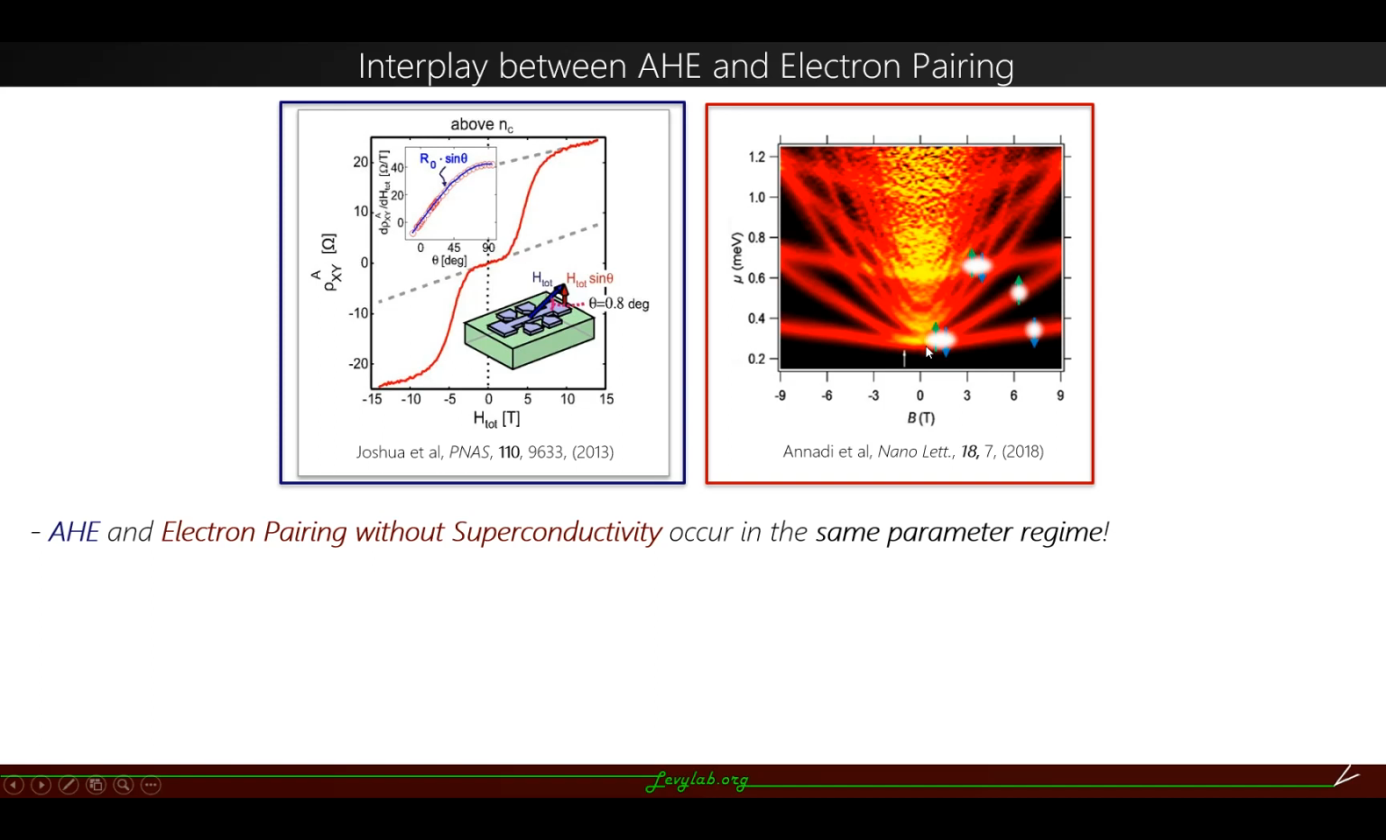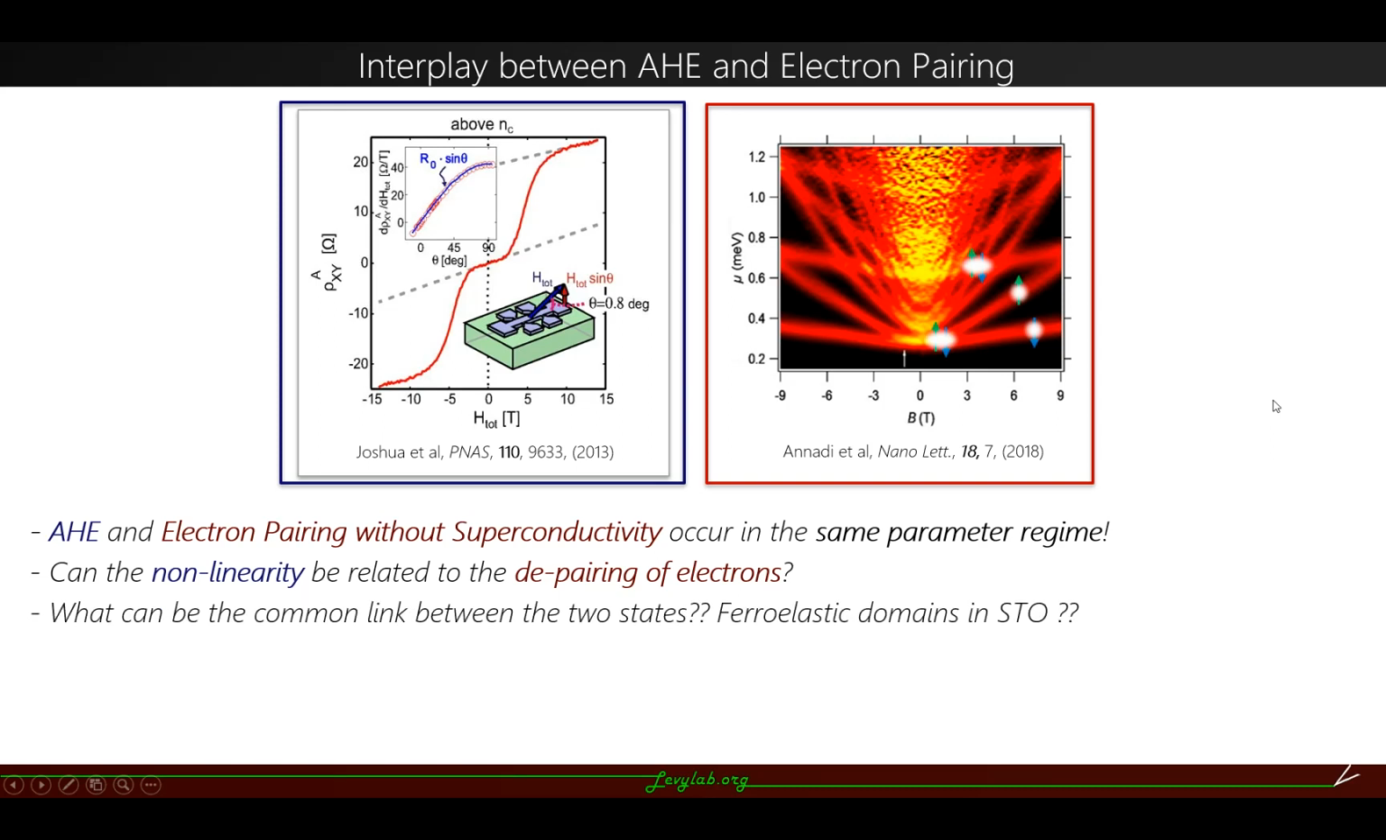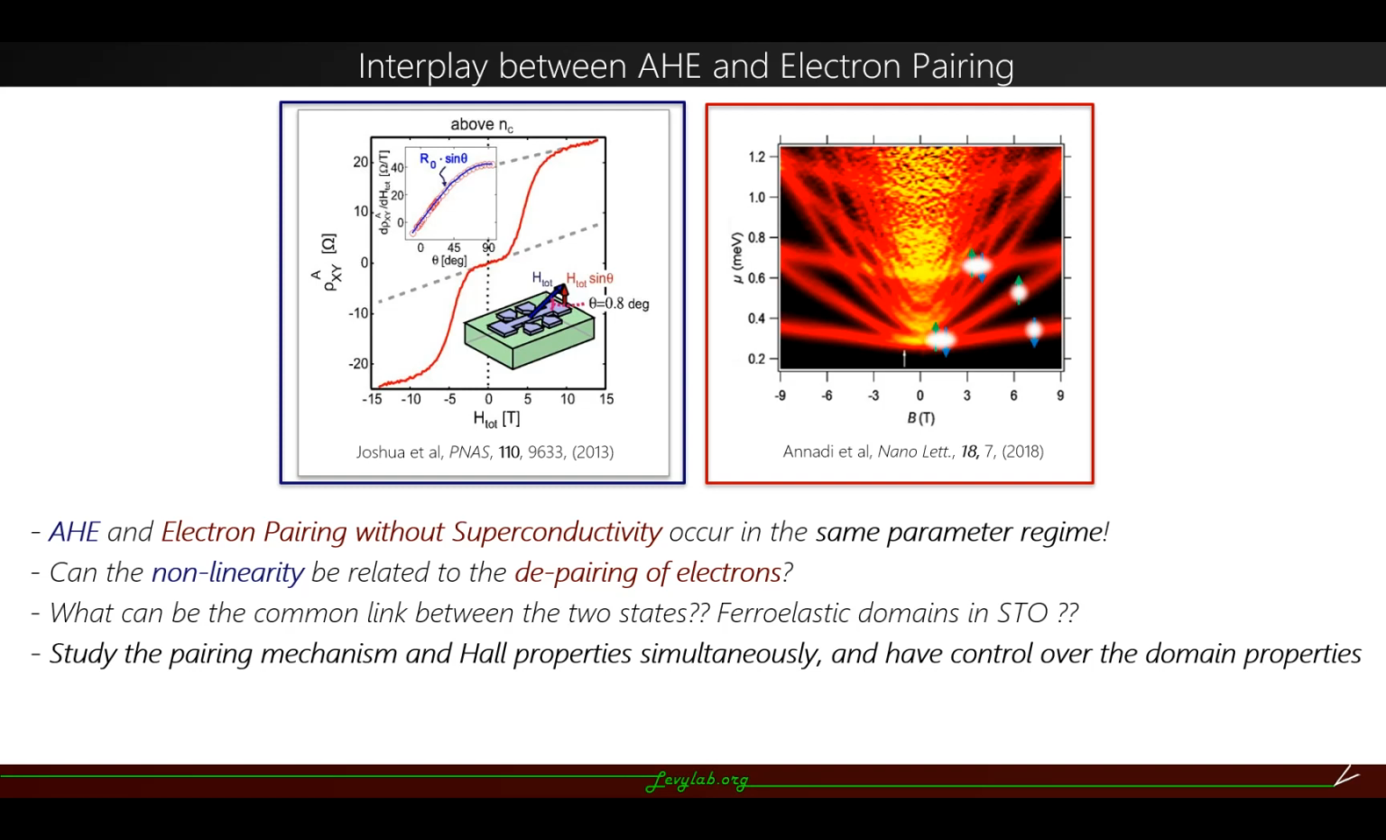So this led us to think, can the non-linearity be related to the pairing of the electrons? And if so, what can be the common link between the two states? Can the ferroelastic domains in STO play a possible role behind it? So we wanted to conduct a study where we can study the pairing mechanism and the Hall properties simultaneously, and also have control over the domain properties of the system.